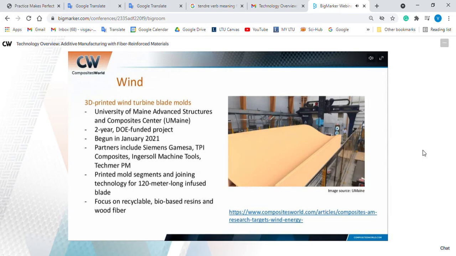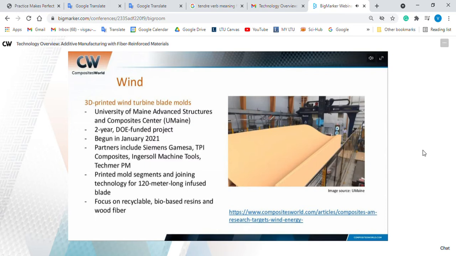For example, shown here, at the beginning of this year, the University of Maine and several of its partners announced that they've begun a new project funded by the U.S. Department of Energy to use additive manufacturing to produce large segmented wind blade molds and joining technology to join them together. You can see a rendering of that here of one of the segments, but basically to put together a 120 meter long mold for infusing a wind blade and print it on the University of Maine's large format printer.